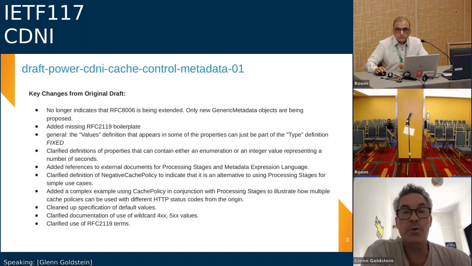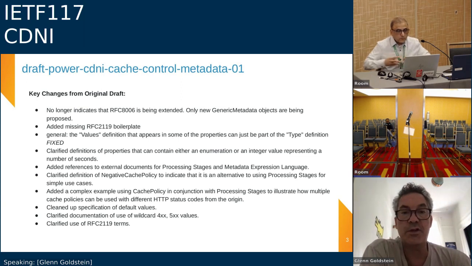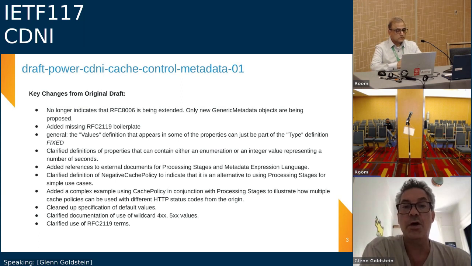Kevin gave version 0.0 a thorough review, and we've addressed everything he brought up. This is just the highlights of the bigger things. There was some confusion about whether values were strings, integers, or enumerations, and we clarified all of that. We added some examples as clarifications as well, cleaned up a lot of language, and eliminated the incorrect statement that this was extending 8006, because it really is just new objects. So that's about that. Go ahead.